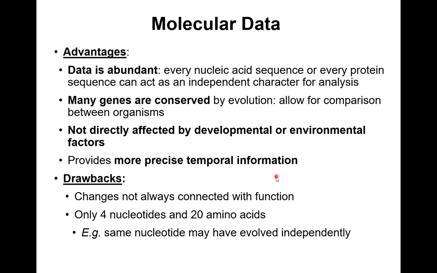There are always some drawbacks, as with everything, but in the end the advantages greatly outweigh the drawbacks in this case. So first of all, there is not always a relationship between a change and a change in function, which may mean that some changes that you see are really meaningless. Particularly, consider that some changes can be just random. You only have 4 nucleotides, so if you're looking at one position and you see some organisms have an adenine and others have a thymine in that location, it's just 1 out of 4. How do you know it's really meaningful, right?